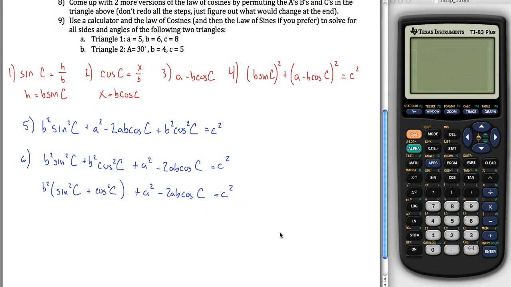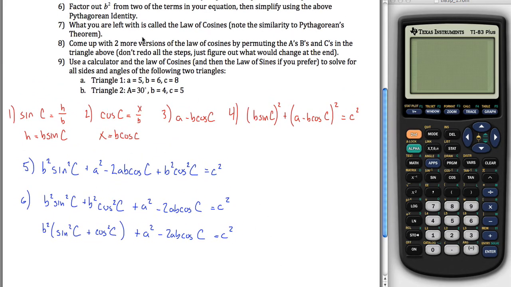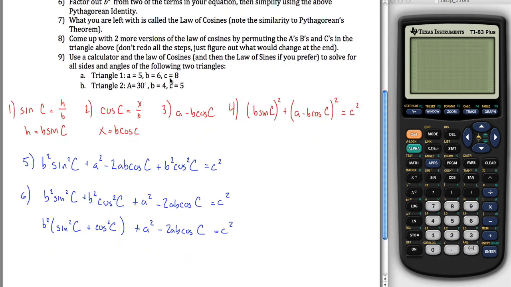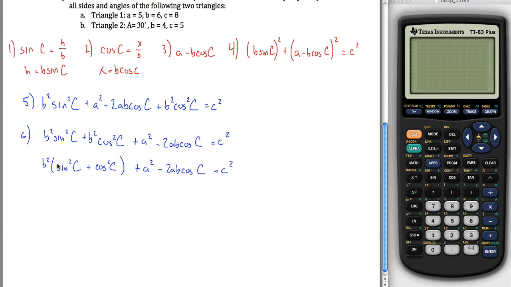And the reason you might want to do this is in 7, oh no, we're still in 6. It says simplify using the above Pythagorean identity. We have this Pythagorean identity up here that says for any angle, sine squared of that angle plus cosine squared of that angle equals 1. So for this angle C, sine squared plus cosine squared has to be equal to 1. All this stuff in here, this stuff that I've underlined here, just equals 1.